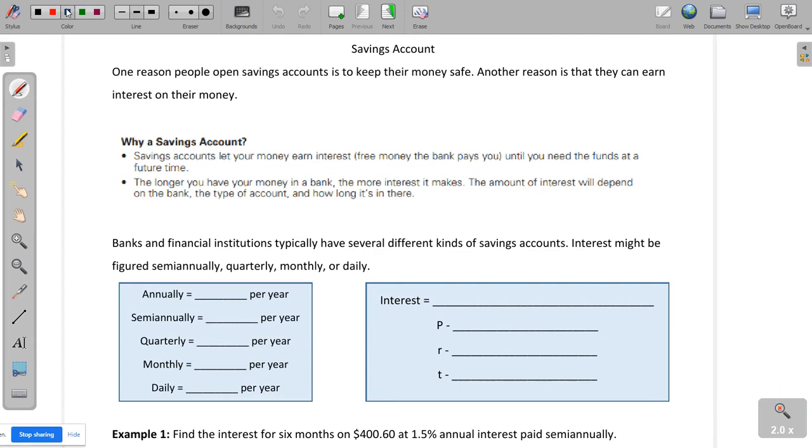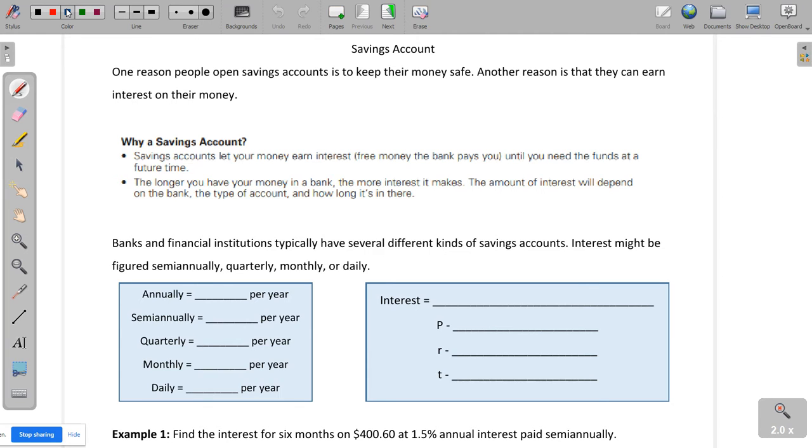Today we are going to be looking at savings accounts. One reason people open savings accounts is to keep their money safe. Another reason is so they can earn interest on their money. This interest is like having free money added to the amount that you already have in your bank account. The longer you have your money in the bank, the more interest it's going to make.